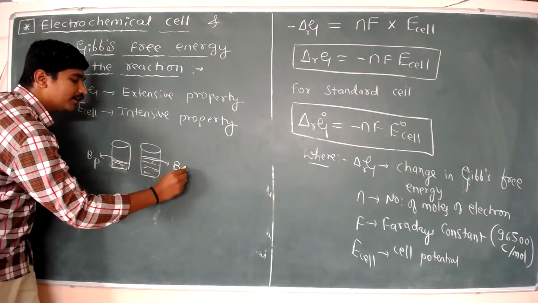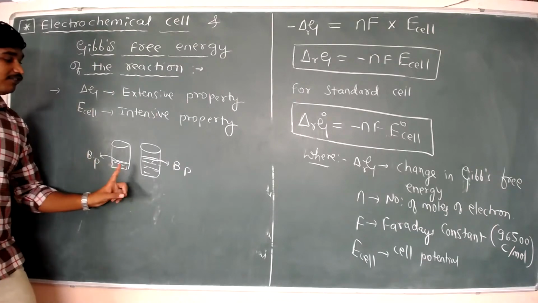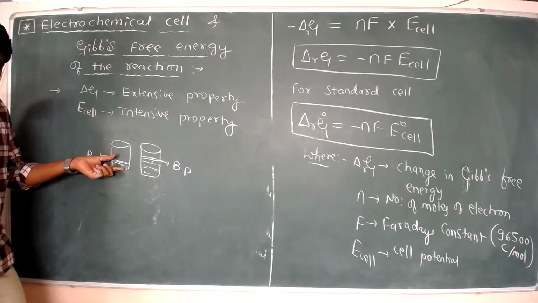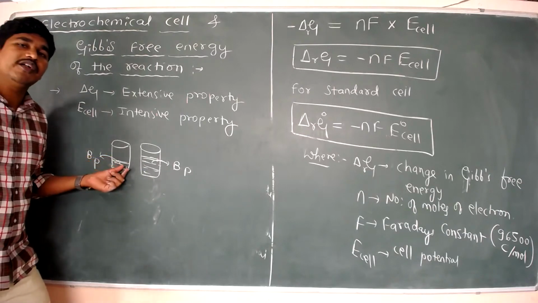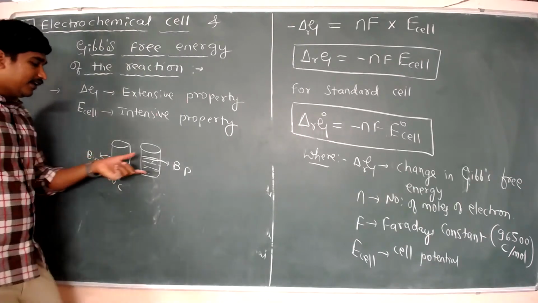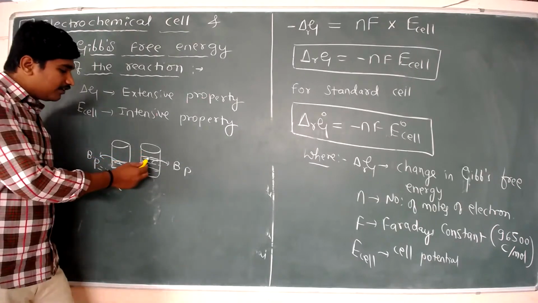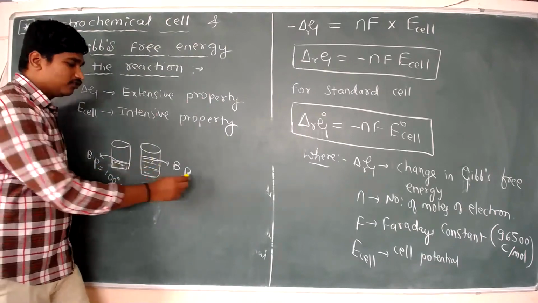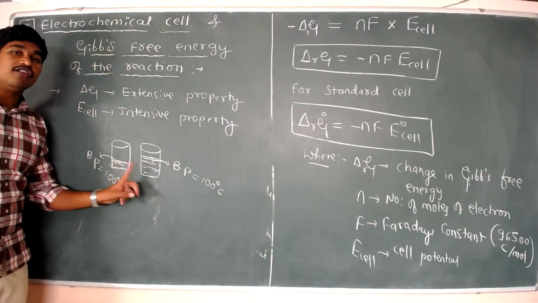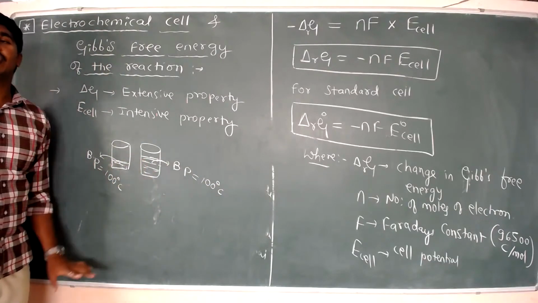Now, for both beakers, if you calculate the boiling point of this water and of that water, you will get the same answer. Means the property does not depend upon the amount of matter. For a small amount of water, the boiling point is, for example, 100 degrees Celsius. For a large quantity of water, you also get 100 degrees Celsius only. Means boiling point is not depending on the amount of matter.